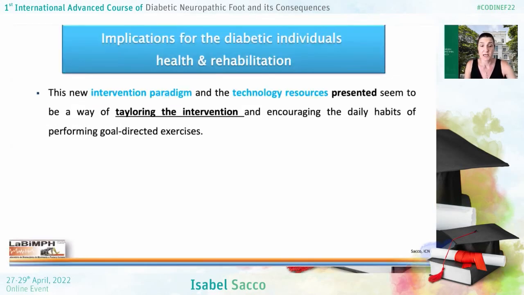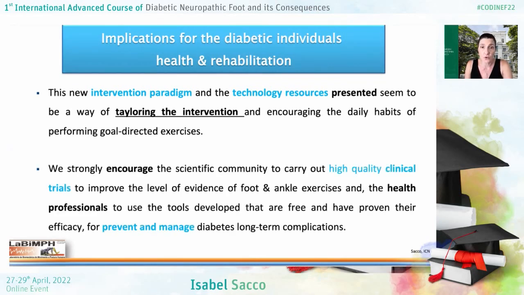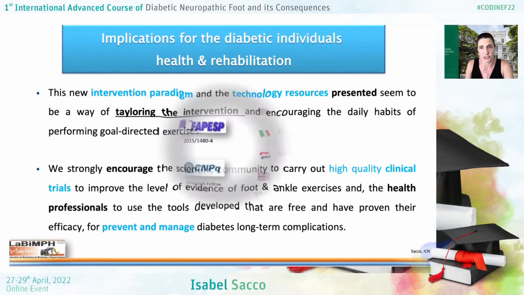So, summing up, this new intervention paradigm and the technology resources presented seem to be a way of tailoring the intervention and encouraging the daily habit of performing goal-directed exercises. We strongly encourage the scientific community to carry out high-quality trials to improve the level of evidence of foot and ankle exercises. And we also encourage health professionals to use the tools developed, which are free and have proven their efficacy, to prevent and manage diabetes long-term complications.